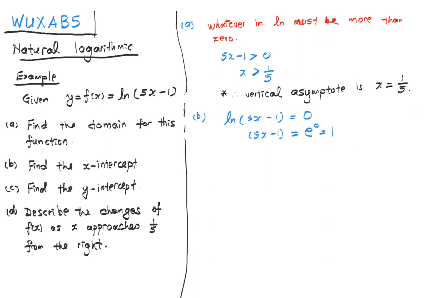So we solve for x. So I find 5x equal to 2. So my x equal to 2/5. So this will be the x-intercept. Clear? Okay? Yeah. Okay. So for part C, we are going to find the y-intercept.